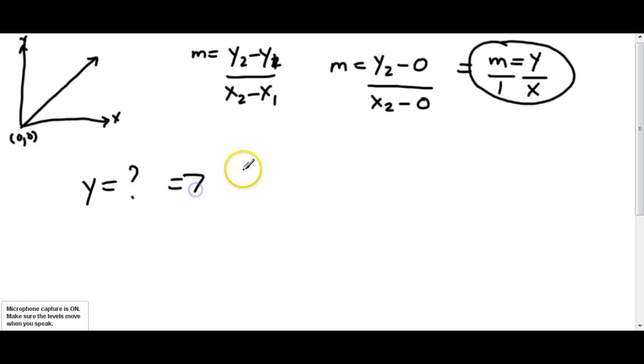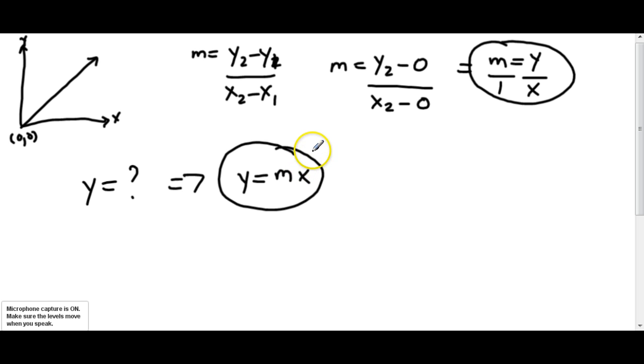So what I can rewrite this formula here by cross multiplying is I can say that y is equal to mx, or y is equal to slope times x. This formula right here can be used for any direct linear relation to calculate the y value of a given point if the slope is known, or you can use it to calculate the x value for any given y value if the slope is known.